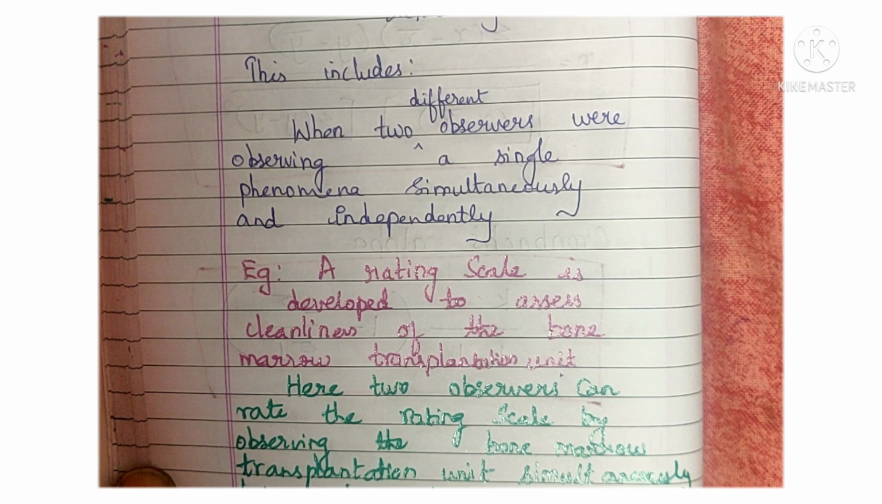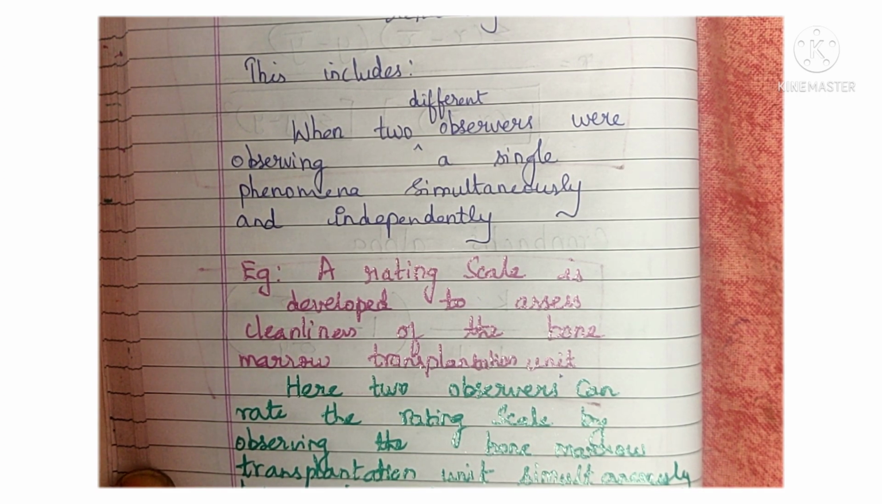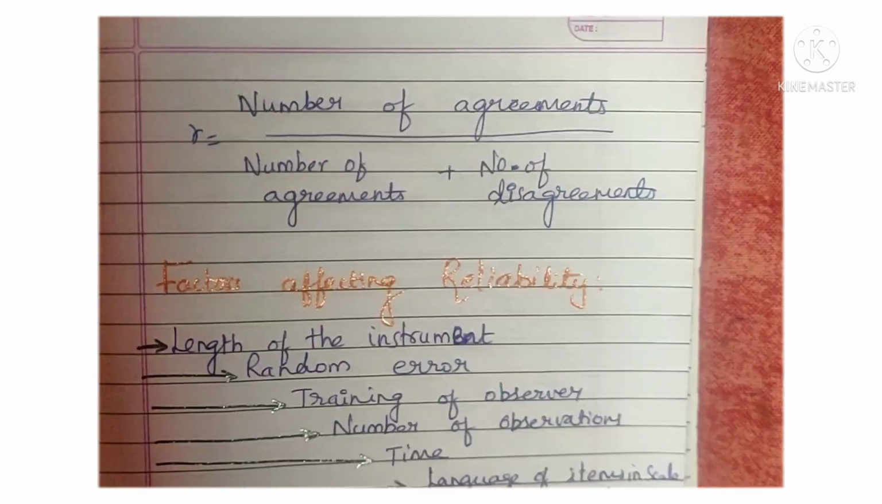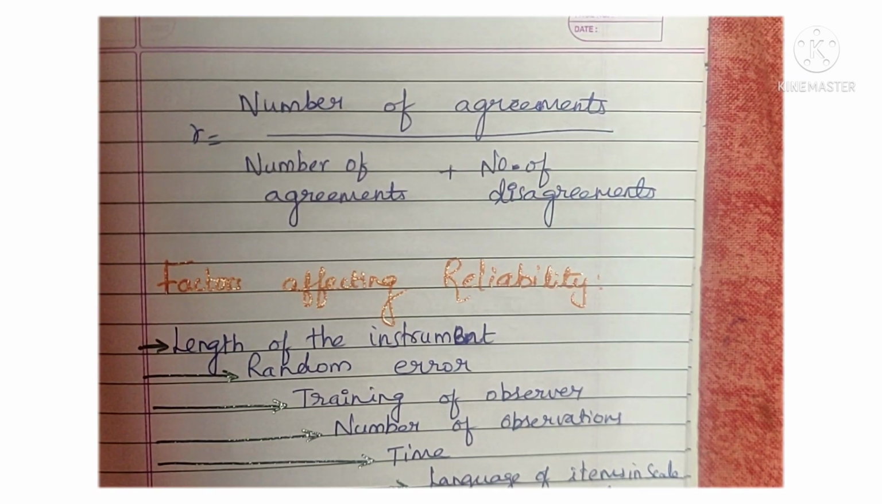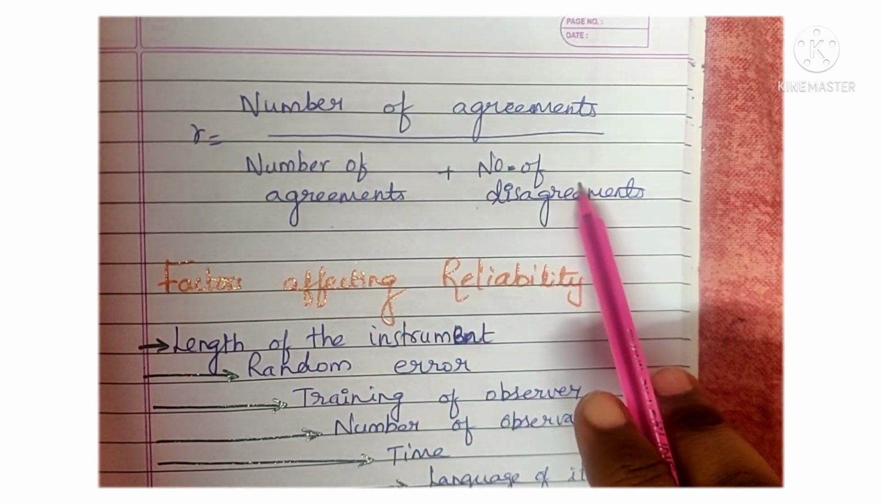So suppose you are going to give a questionnaire, or they are going to fill in a checklist. One person rates in a certain way, and similarly the other person rates. So you will be comparing whether there is consistency, whether there is correlation, between person A's observation and person B's observation rating. So how will you calculate it? The number of agreements, the aspects on which both have given the same opinion, divided by the number of agreements plus the number of disagreements.